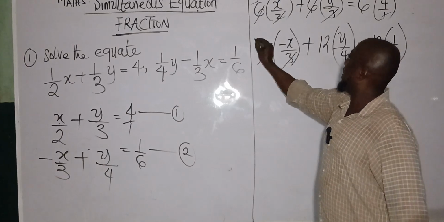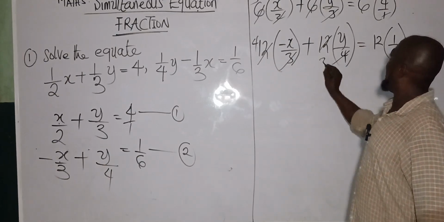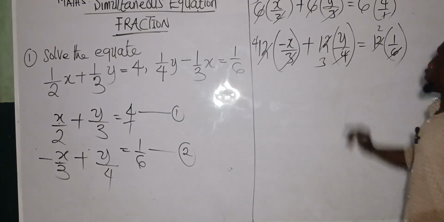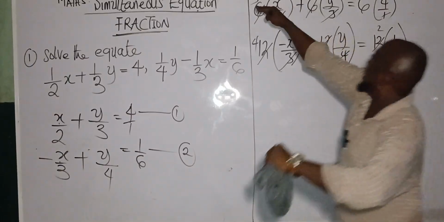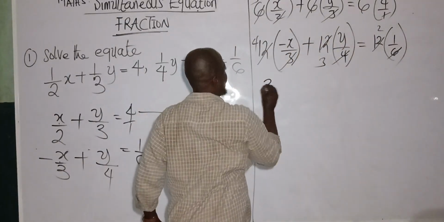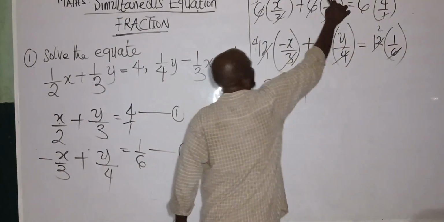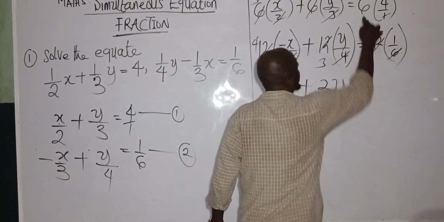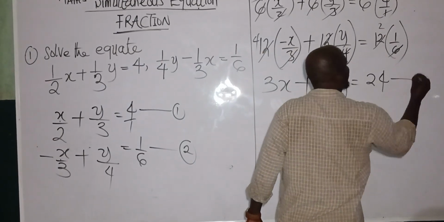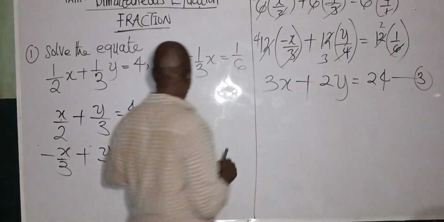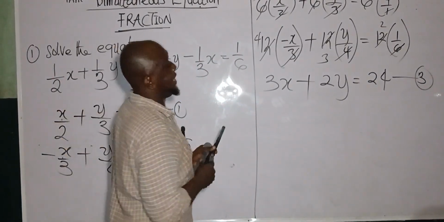So this can go here, here is 4. This can go here, here is 3. This can go here, here is 2. So watch me. Let's take the top first. The top, I'm having 3 times x, so 3x here, plus 2 times y, so 2y here, equals 24. This becomes my equation 3. Remember, we have equations 1 and 2, so we have equation 3 next there.